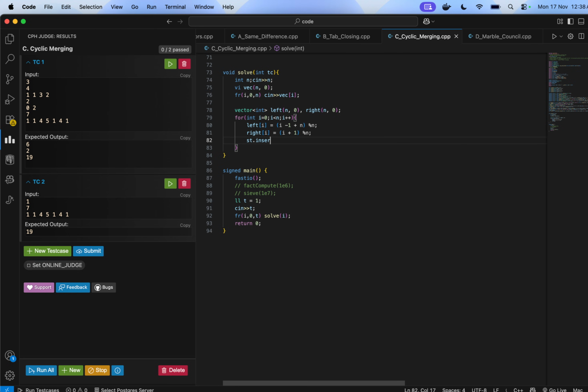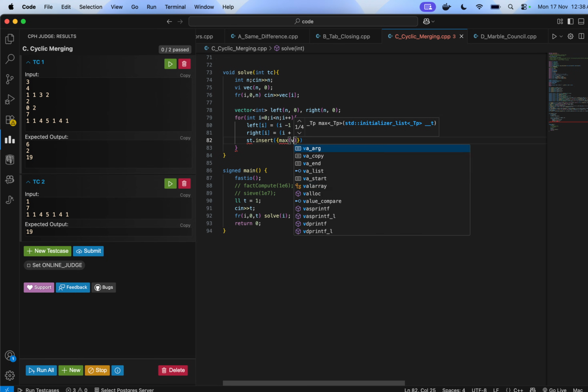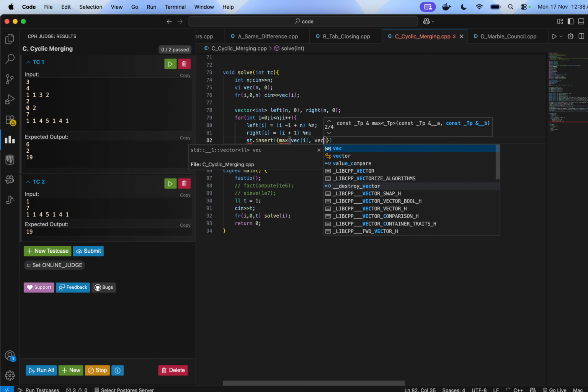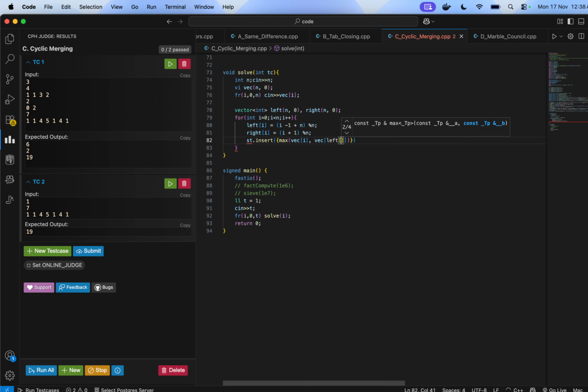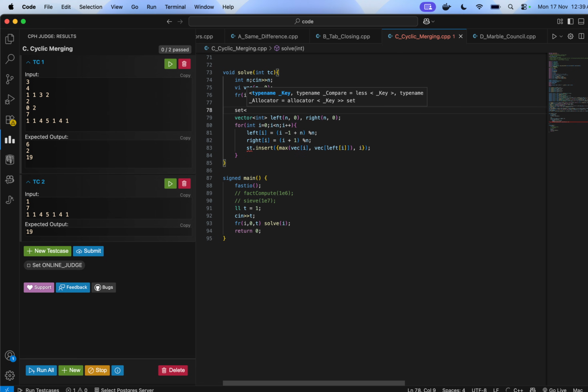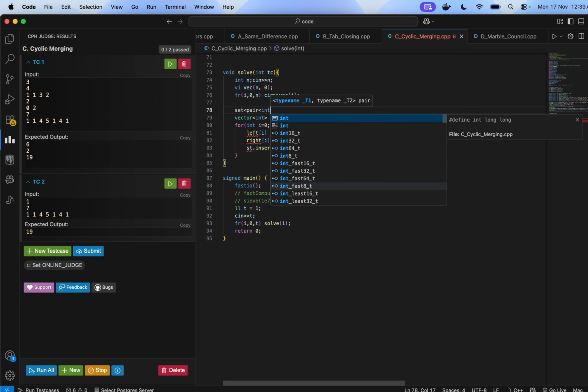Now we need the pair with minimum cost. What is the cost? Cost is max of I, the current node, and the next node. Let's say previous node. Okay, and we would need to keep the node number as well. Let's say we always keep the rightmost node for representation. So what is the set we are creating? Set is of pair int comma int.